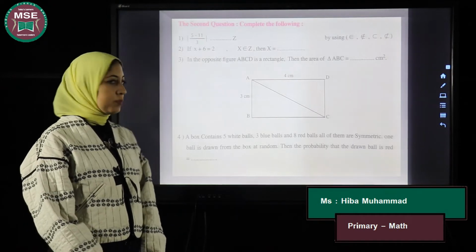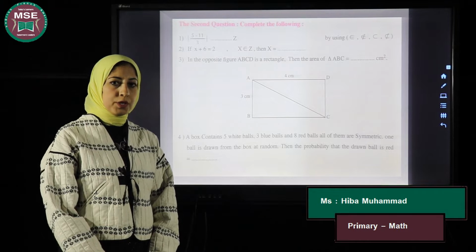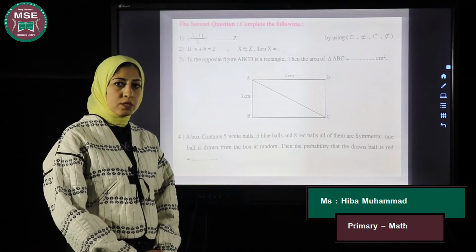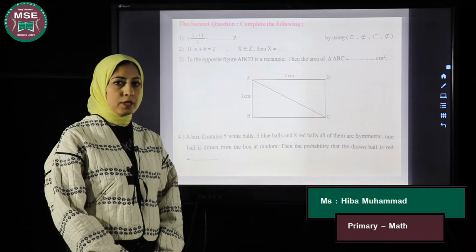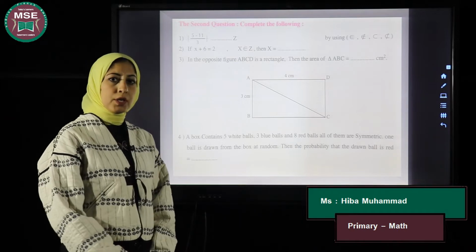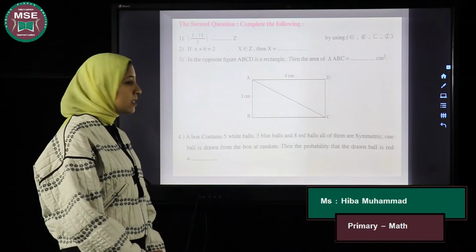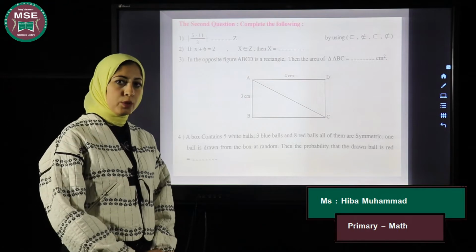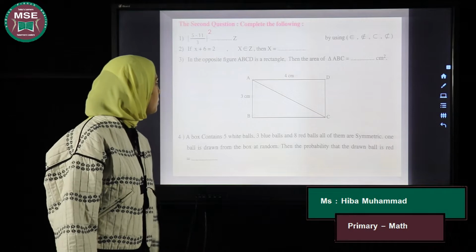Complete the following. Number 1, absolute value of (5 minus 11) over 3. First, I will solve what is inside the absolute value. 5 minus 11 equals -6. -6 over 3 equals -2. Then the absolute value cancels the negative sign. So the answer will be 2.